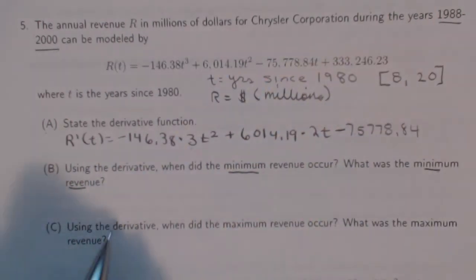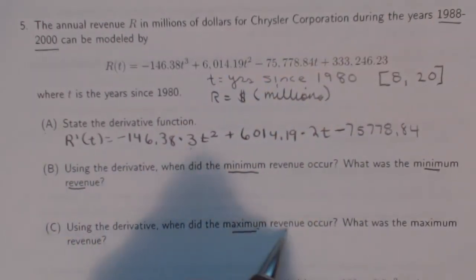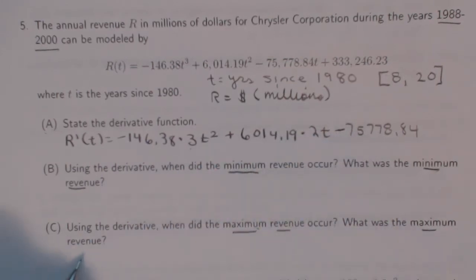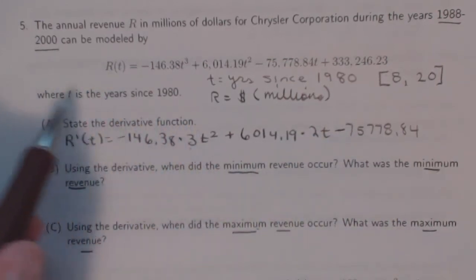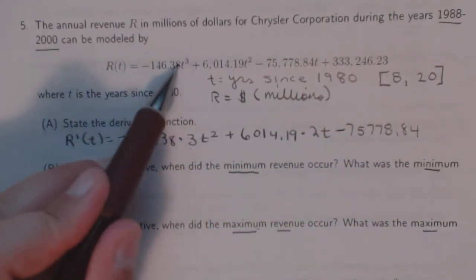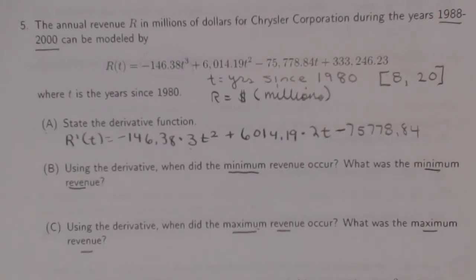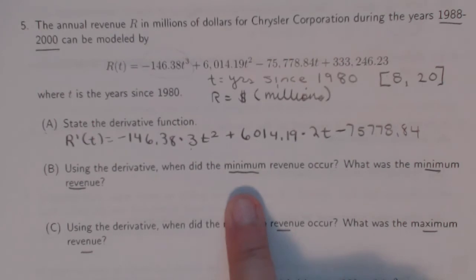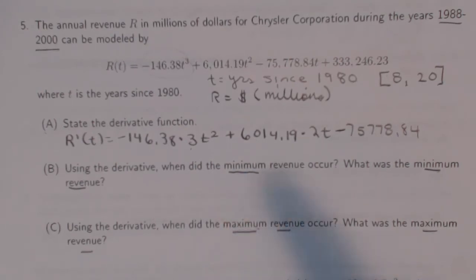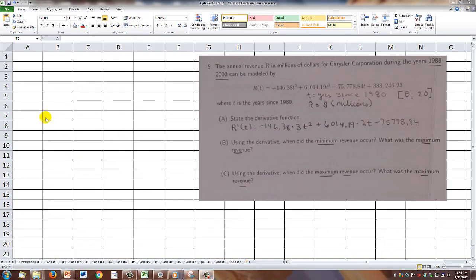And question C says, when did the maximum revenue occur? And what is the maximum revenue? So this revenue function is a cubic function. You might remember what that looks like, but we're going to graph it, and you can see that this is an example where you have a minimum and a maximum.